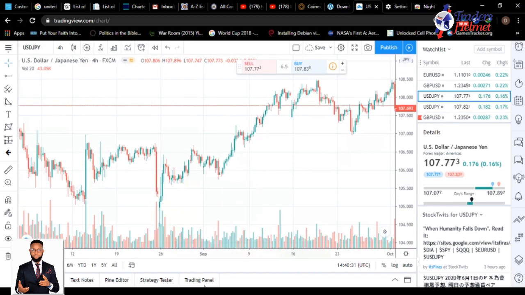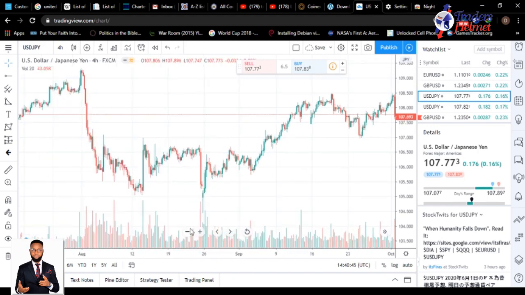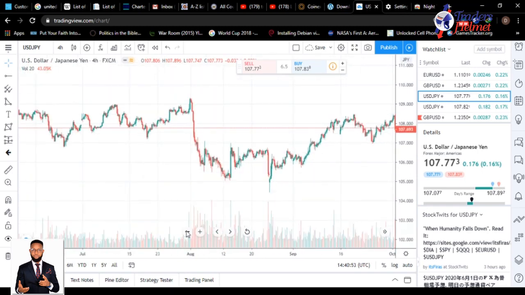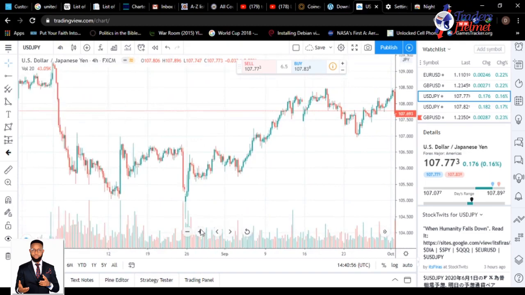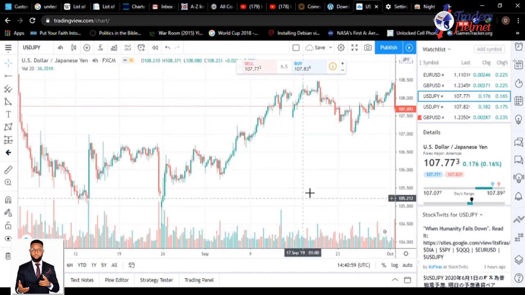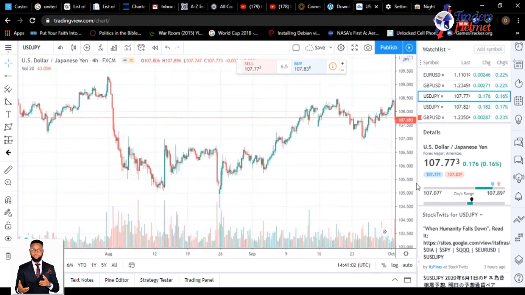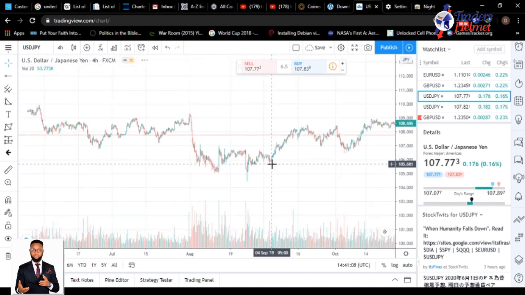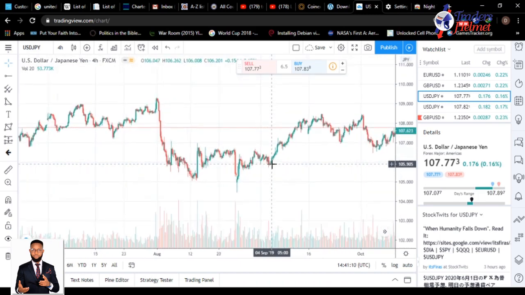Alright, so this is my screen. I'm looking at this one here. This is a good impulse. There's been a correction here, and there's another impulse. Remember, we're looking at the sell market. Trying to zoom and see what happens here.